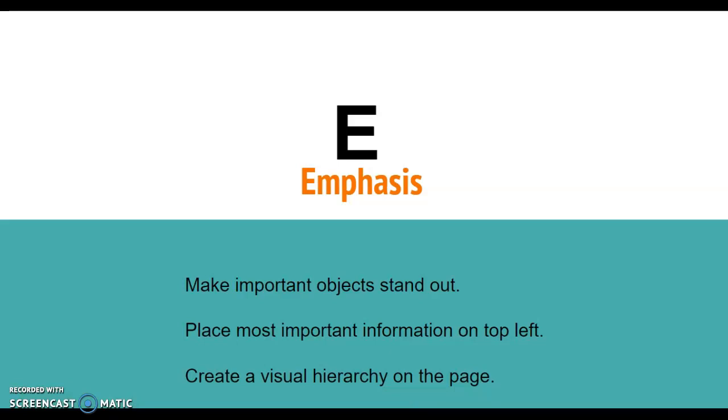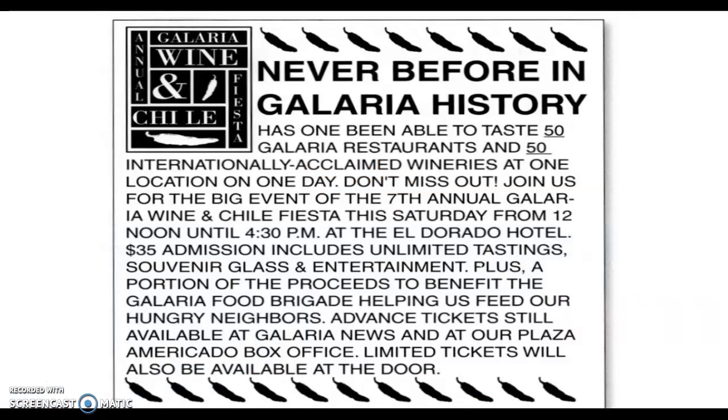If you tell me the most important thing is what your event is, but you bury that in a small font in the bottom of the page, I'm not going to see it. Most often, we read from top to bottom, left to right. So most important items typically go at the top. Least important items generally go at the bottom.